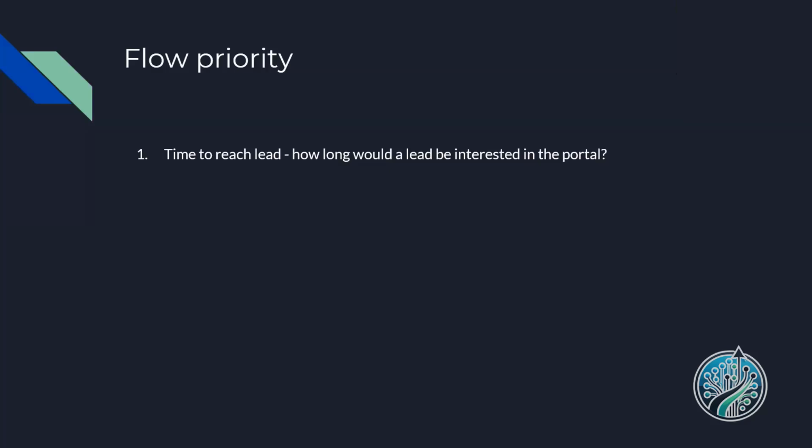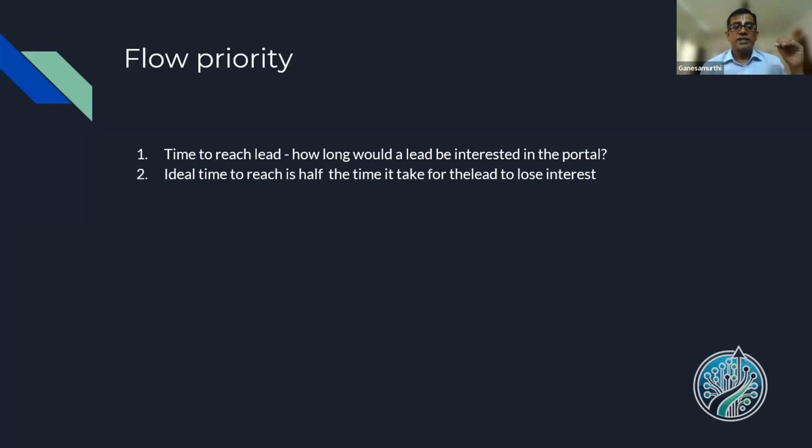Okay. So how do you find this? You cannot find this internally. You need to find it externally. You will do a survey, you will speak to people, or you will do research and look at reports and then find out. Okay. This is an external metric. That's the first one. Second is ideal time to reach, which is half the time that it takes the lead to lose interest. So half the time that you found in the first step is your target. And that's where you should design your process to be.